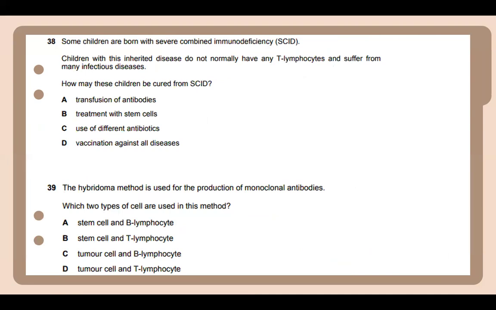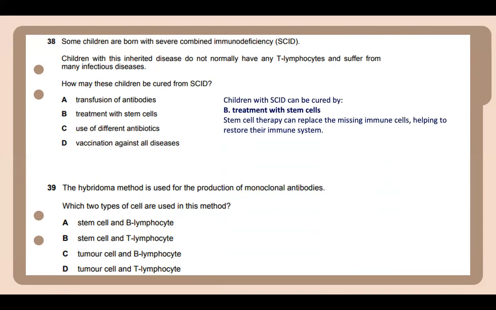Some children are born with severe combined immunodeficiency, so-called SCID. Children with this inherited disease do not normally have any T lymphocytes and suffer from many infectious diseases. And how can these children be cured from SCID? Children with SCID can be cured by treatment with stem cells. Stem cell therapy can replace the missing immune cells, which helps to restore their immune system.